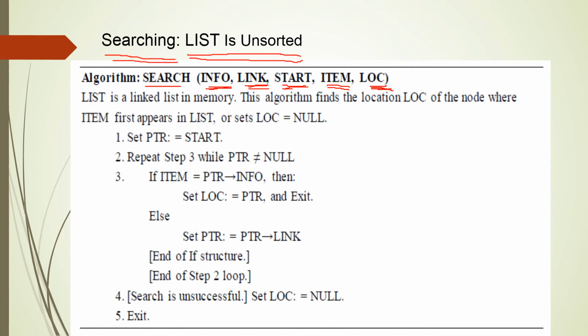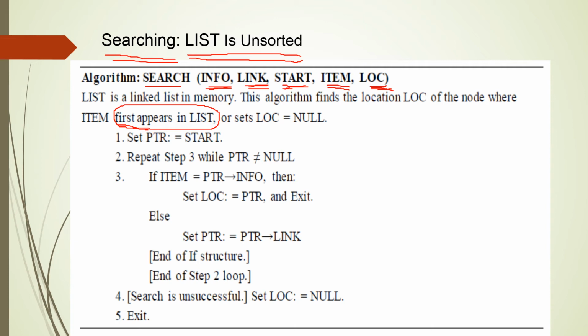This algorithm finds the location LOC of the node where item first appears in the list, or sets LOC equal to null. So that means if more than one node contains the key element, then it will return the address of the first node, the node which contains the element first. That means in order, the node which comes first and contains the element, that address will be returned.